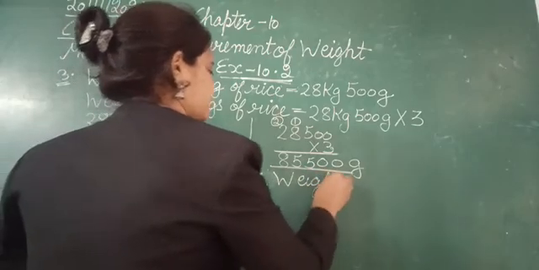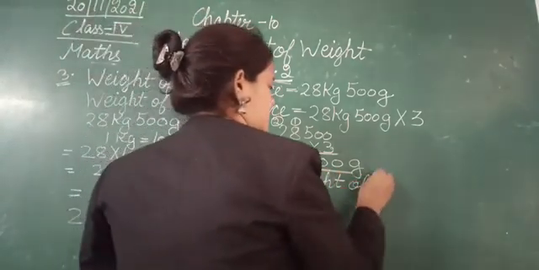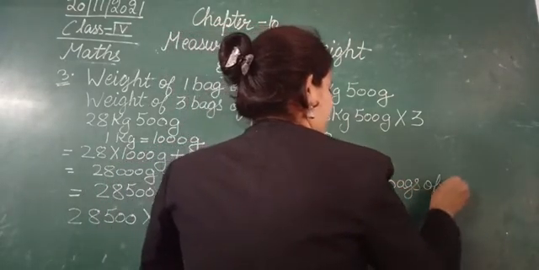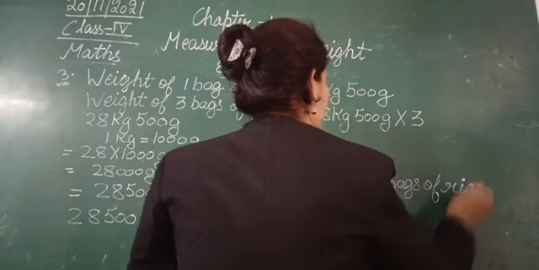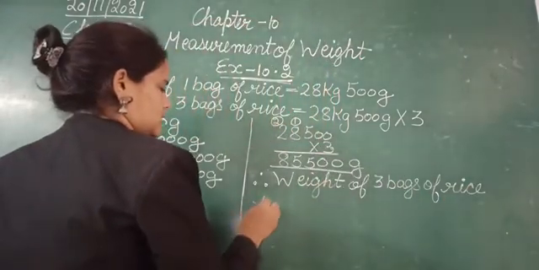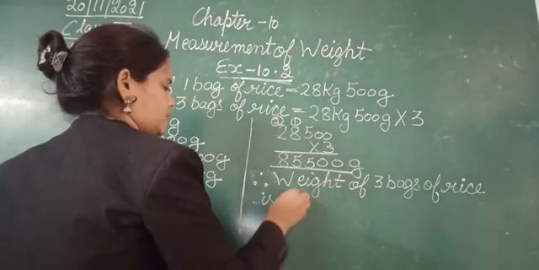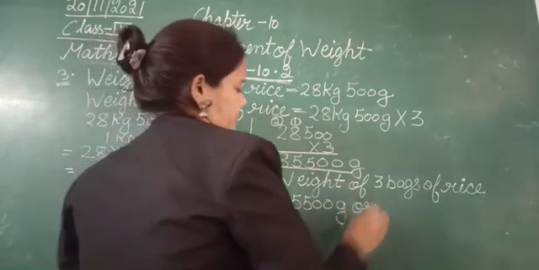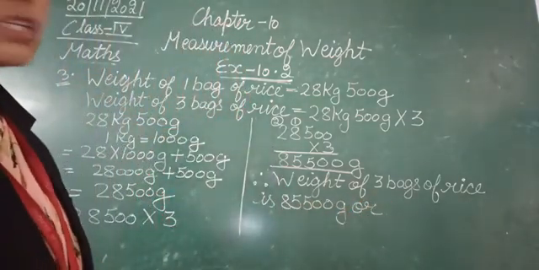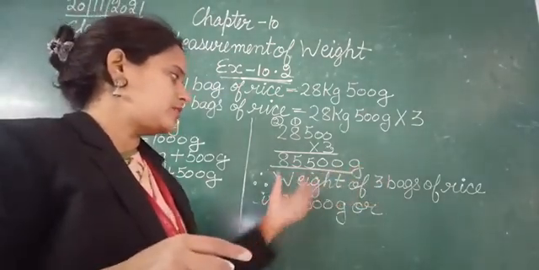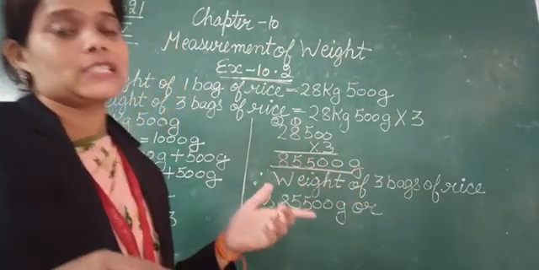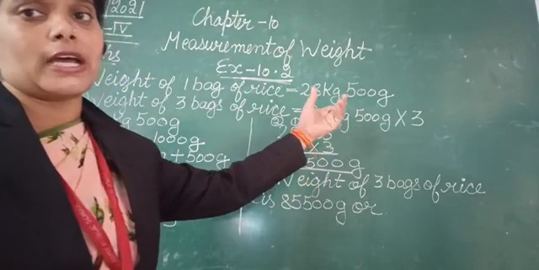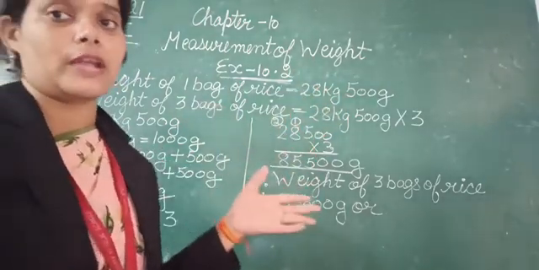Therefore, weight of 3 bags of rice is 85,500 gram. Okay, so this is what we have written. So weight of 3 bags of rice is 85,500 gram, or you can write it in kilogram and grams as well. So it's better, because the question is given in kg and gram, that we should write it in both grams and kilograms.